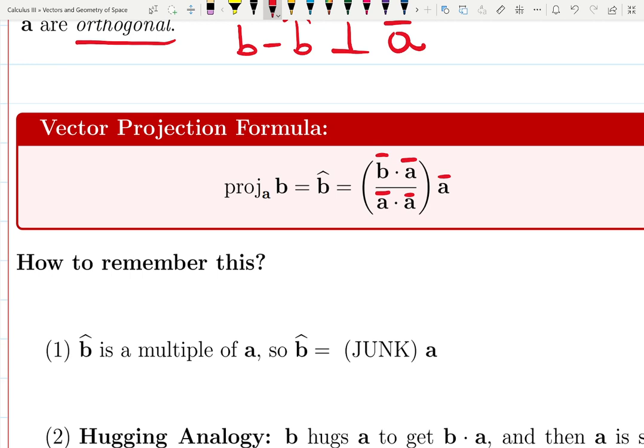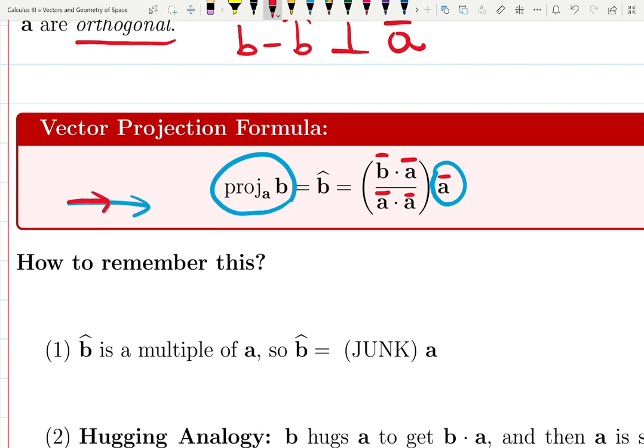This is a formula for the projection of B on top of A. Write this down. This is important. How to memorize it, and how did it even happen? Here's the idea of how it happened. So this projection is lying on top of A. Remember, because that's the whole idea. Here is my A, and we're projecting on top of A, right?